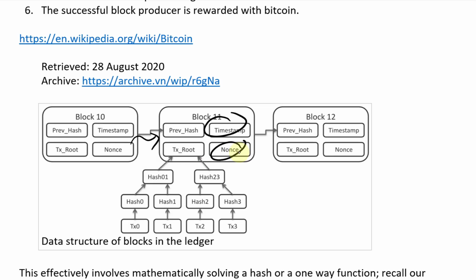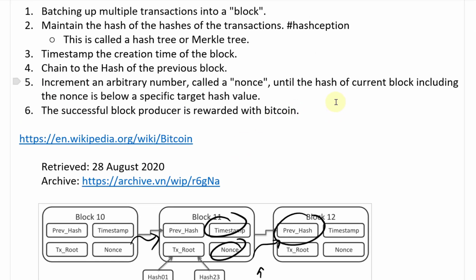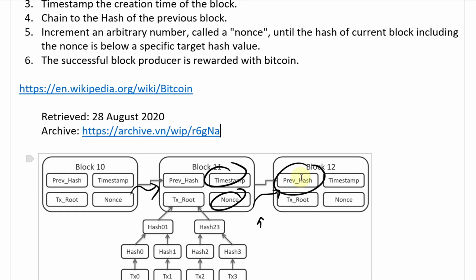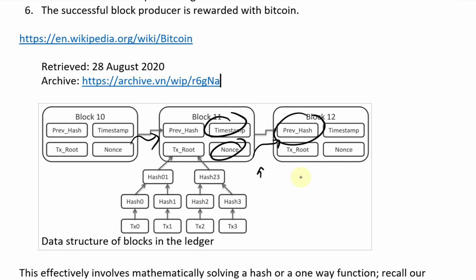And then this is just a random number, so you keep incrementing it by 1, trying to get this hash to match a specific criteria, such as the hash of the current block, including the nonce, being below a specific target hash value, or a string of digits below a specific size. So you're going to have to do it a million times, a trillion times with a supercomputer. And then all of a sudden, once that is approved, you can finally include that into a new block.